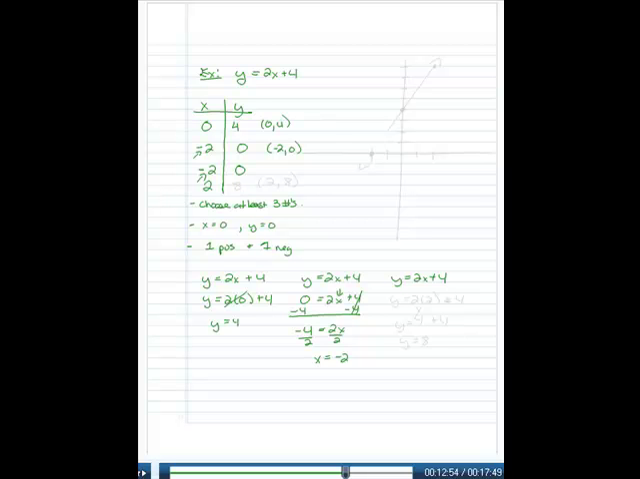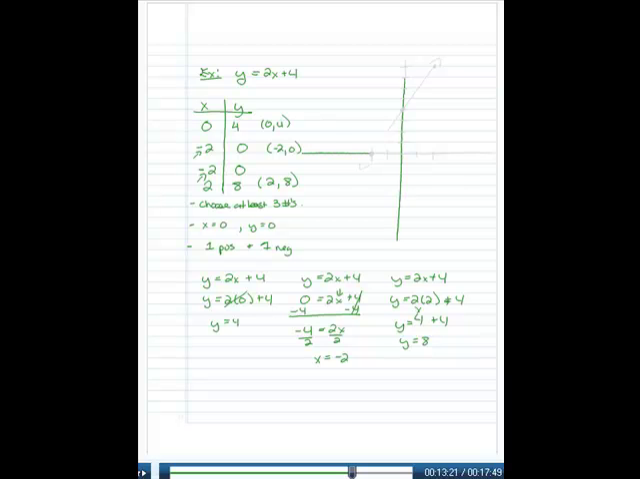So now I'm going to plug in x is positive 2. So I have y equals 2 times positive 2 equals 4. 2 times 2 is 4. Oops, plus 4. So y equals 8. So when x is positive 2, y is 8. There's my third point.